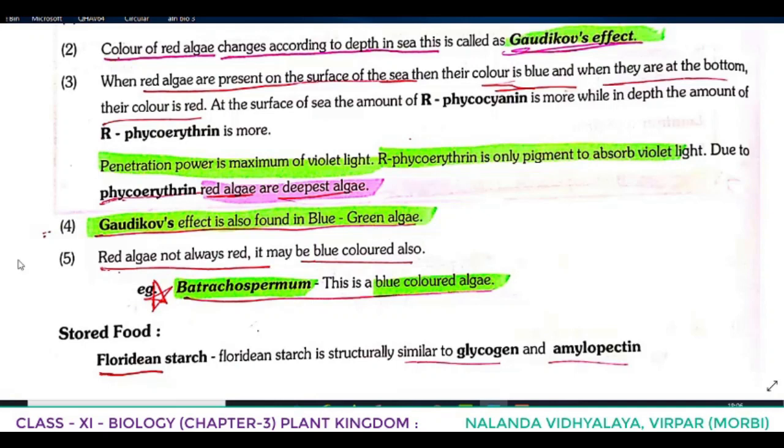Blue-green algae also. Red algae are not always red, they may be blue colored also. So you have to understand, don't get confused. Now, Batrachospermum, we discussed. Exceptionally they are found in fresh water. The example's name we told is Batrachospermum. This is a blue colored alga, so they are known as blue colored algae. And what's its name? Batrachospermum.